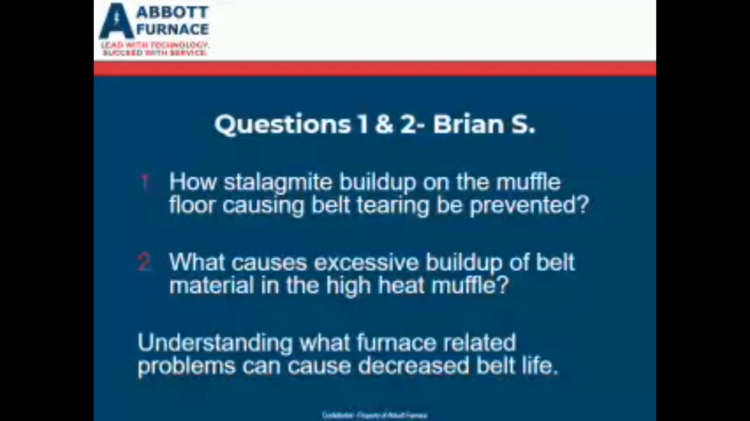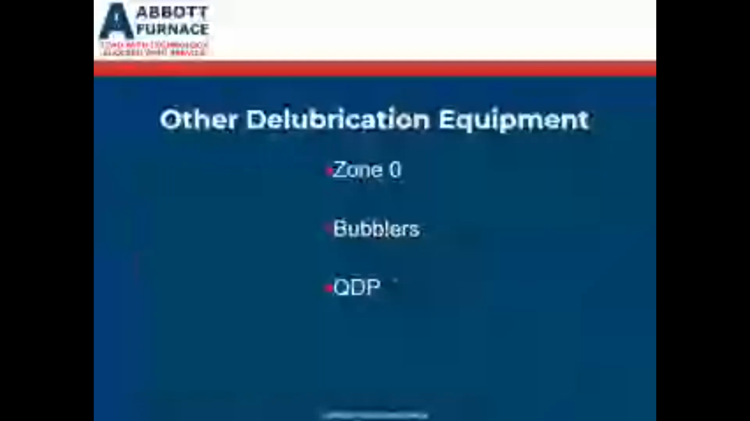Some of the things we can do to help mitigate that is, there's some delubing tools out there. One is adding a zone 0 to the front of the furnace, which you would have to have some floor space.